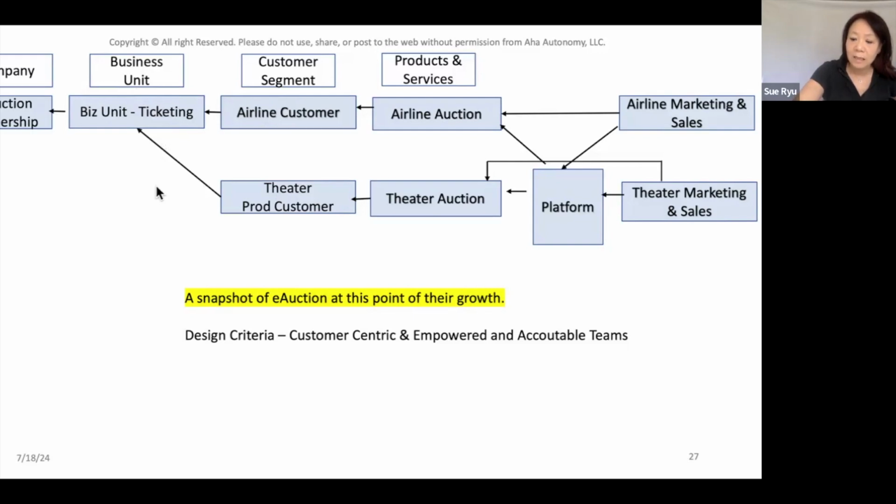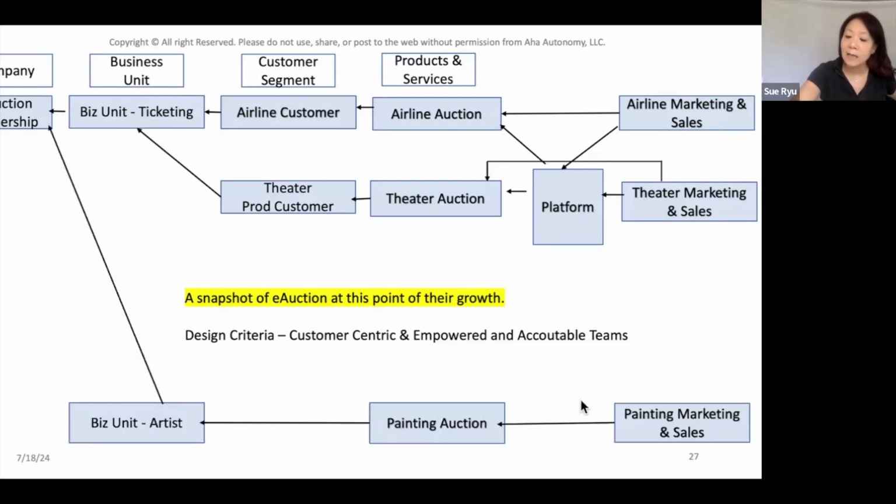Okay. All right. So next, we said that we just added artists. So how might we do that? We introduced a completely different business unit for them, because again, their business is quite different from this company that sells tickets. They don't sell tickets, but they actually auction off their paintings. So this company would like to separate it completely, having a different business unit. Again, on the bottom is the marketing and sales team, and then the painting auction team.